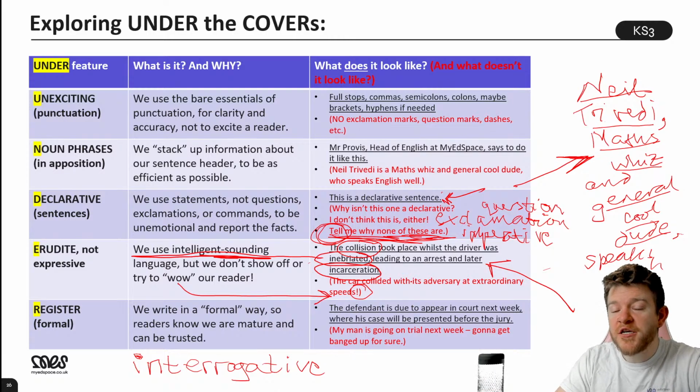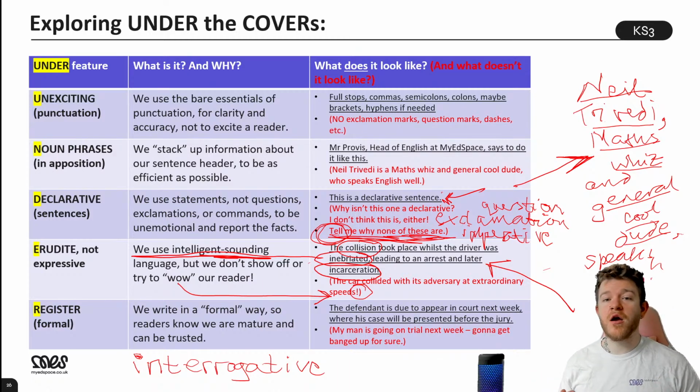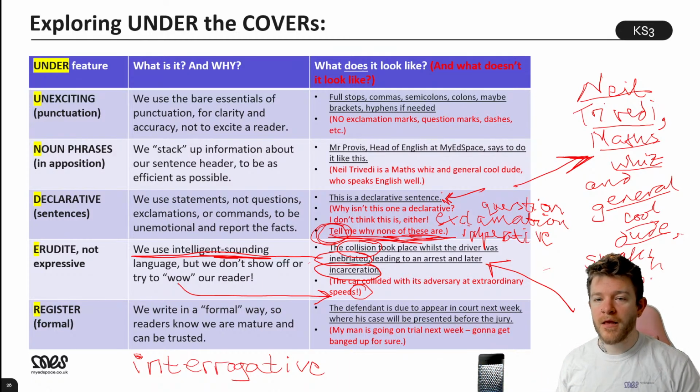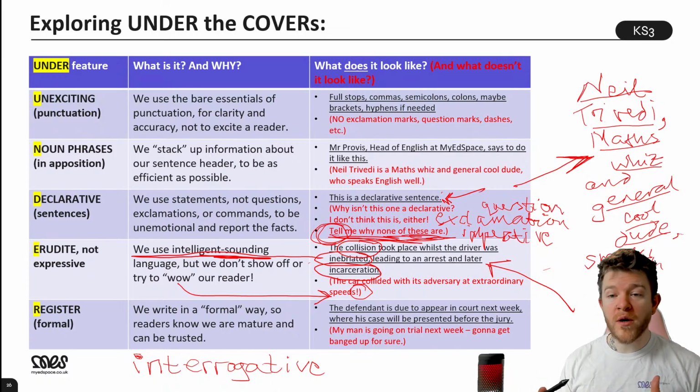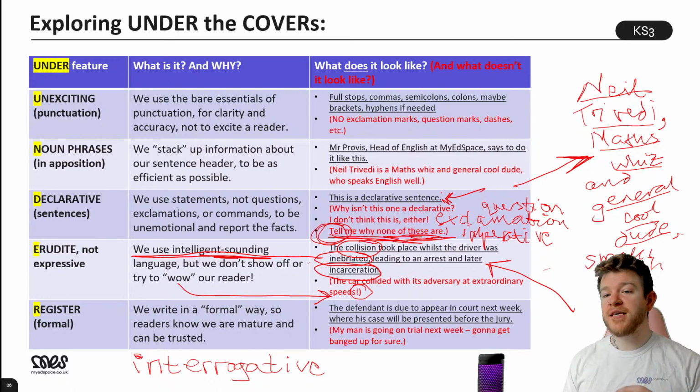Incarceration is where people get locked up. Incarceration is where you get locked up. You get incarcerated. Crazy Cat, what does interrogative mean? It means a question. So an interrogative sentence is a question. Yeah?